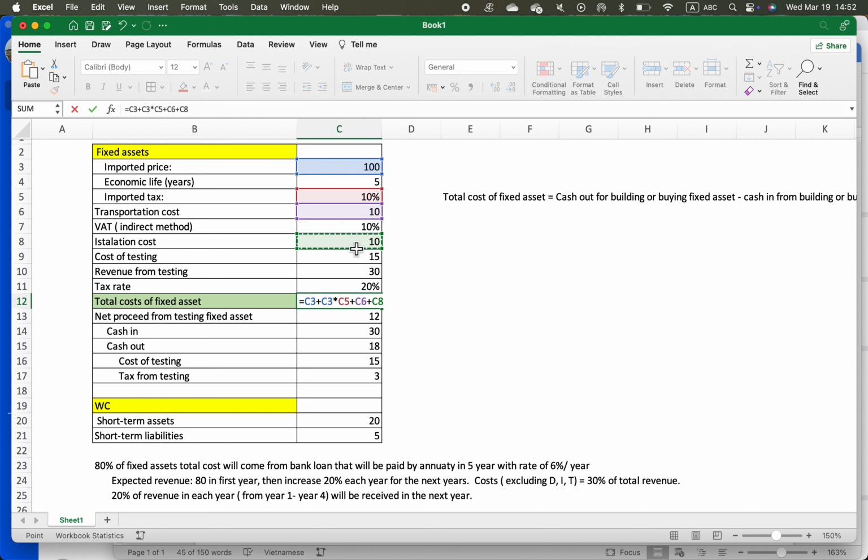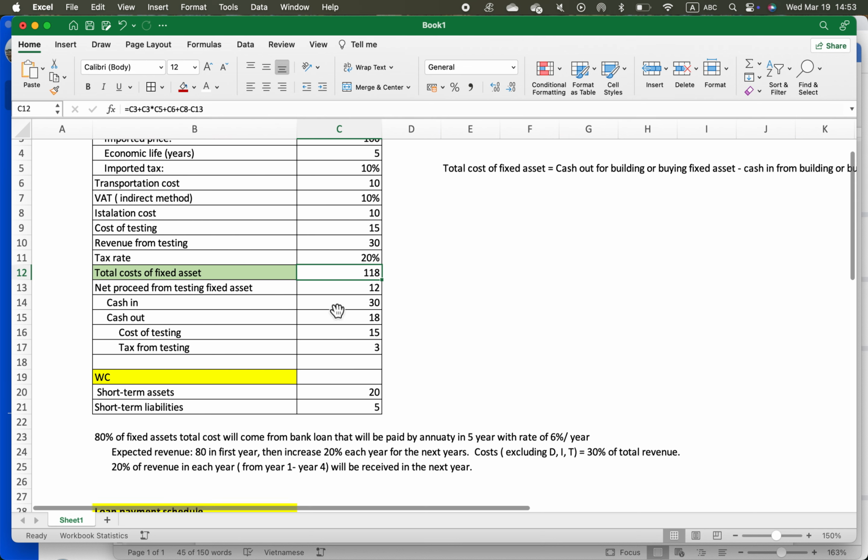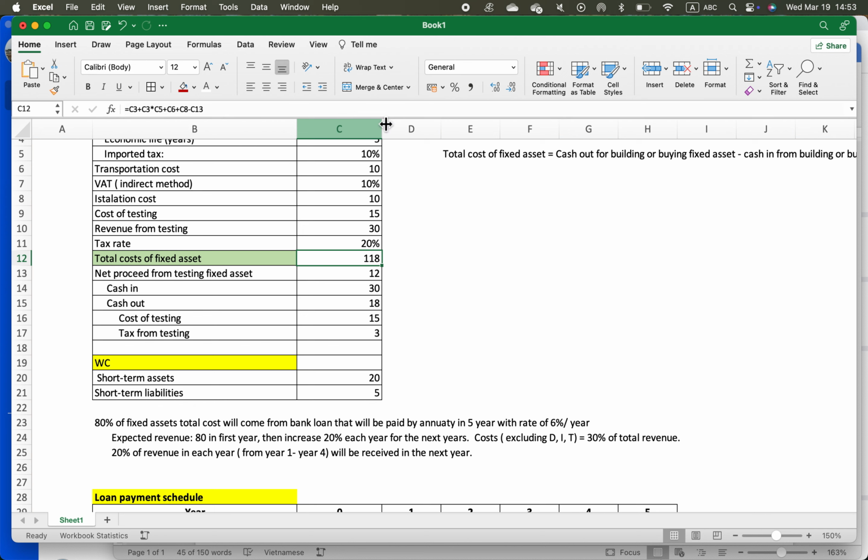Then come to the net profit from testing fixed asset we just calculated. Okay, this is the total cost of fixed asset, and this is going to be depreciated throughout the 5-year life of the fixed asset. Okay, 180, right?